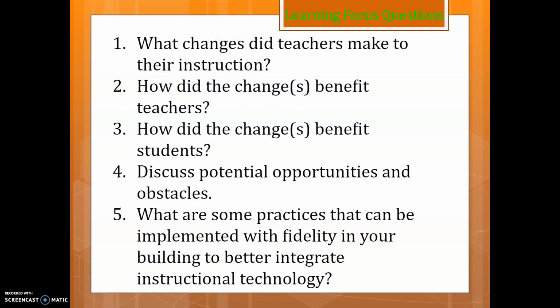Number 1, what changes did the teachers make to their instruction? Number 2, how did the changes benefit teachers? 3, how did the changes benefit students? 4, discuss potential opportunities and obstacles. And 5, what are some practices that can be implemented with fidelity in your building to better integrate instructional technology?